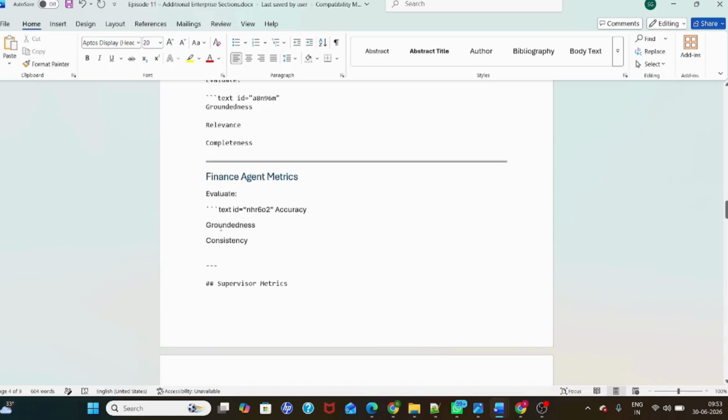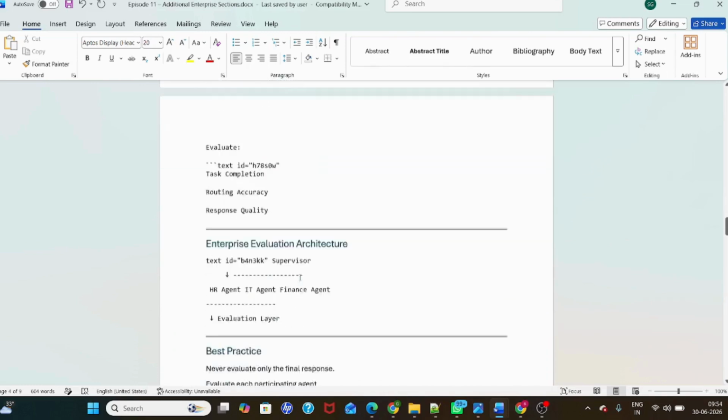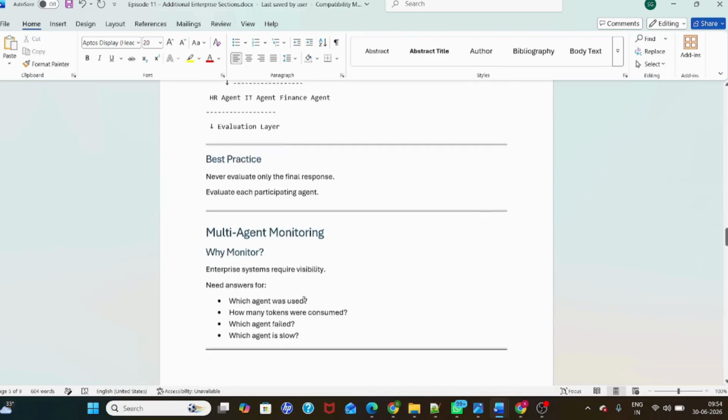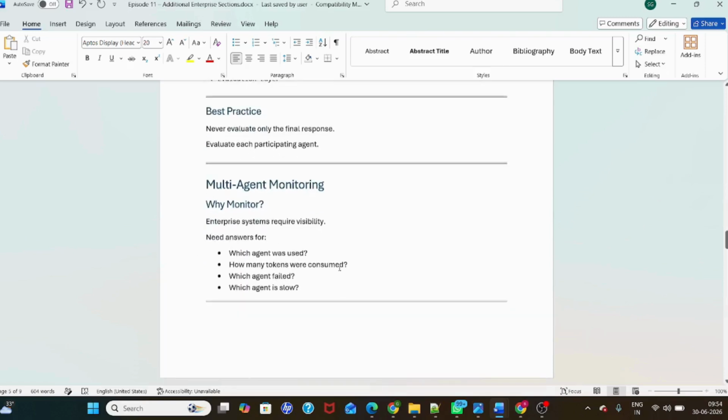Okay, you can check the groundedness concepts that we discussed in the evaluation part. Enterprise evaluation we can do. Never evaluate only the final response. Evaluate the participant agents and their models. Multi-agent monitoring is already done. Then observability: why was an agent used, how many tokens are being consumed, why did agents fail, why is an agent slow? So you need to see that.